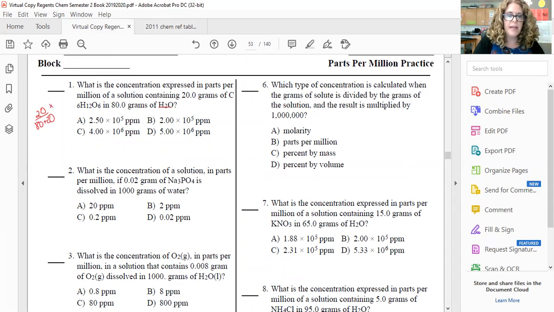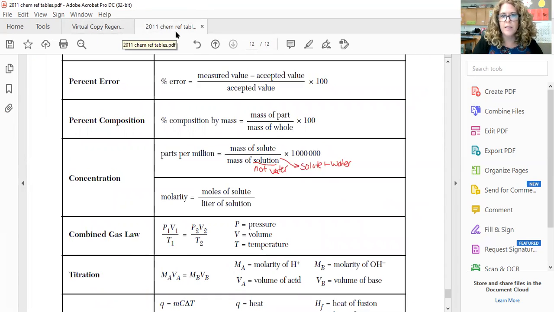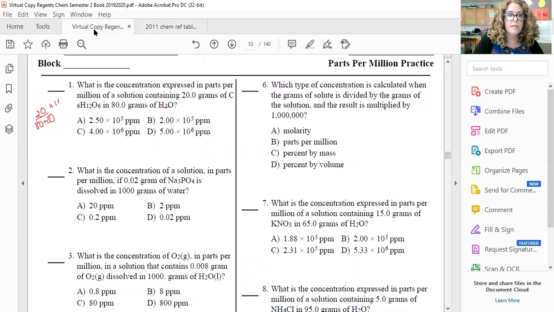And now I need to multiply that times a million. On your reference tables, you'll see that's 1 with 6 zeros. For the sake of me not writing all those zeros, that's 10 to the power 6. You can multiply by a 1 with 6 zeros, or you can multiply times 10 to the power 6, just to make it less messy. But just so that you remember, 10 to the power 6 is a million. So this isn't a percentage, it's parts per million.